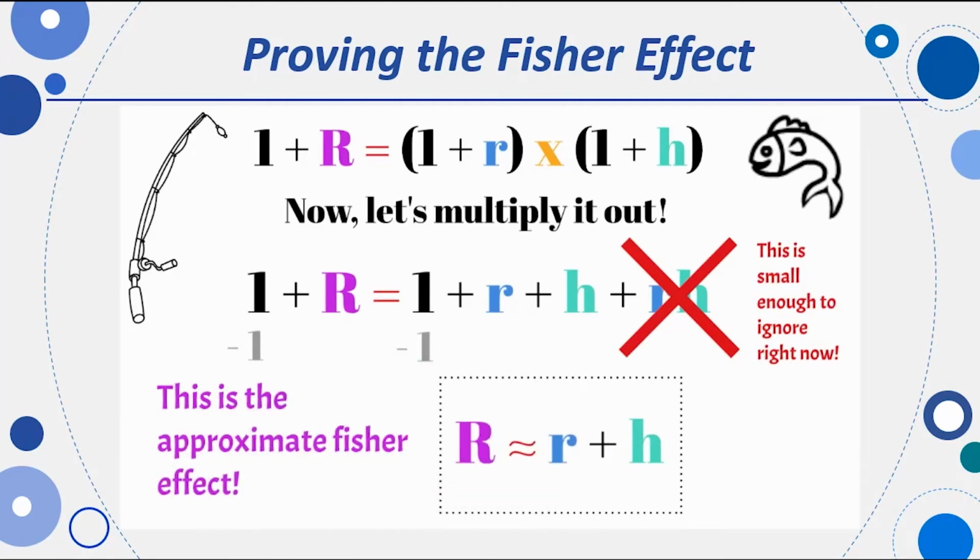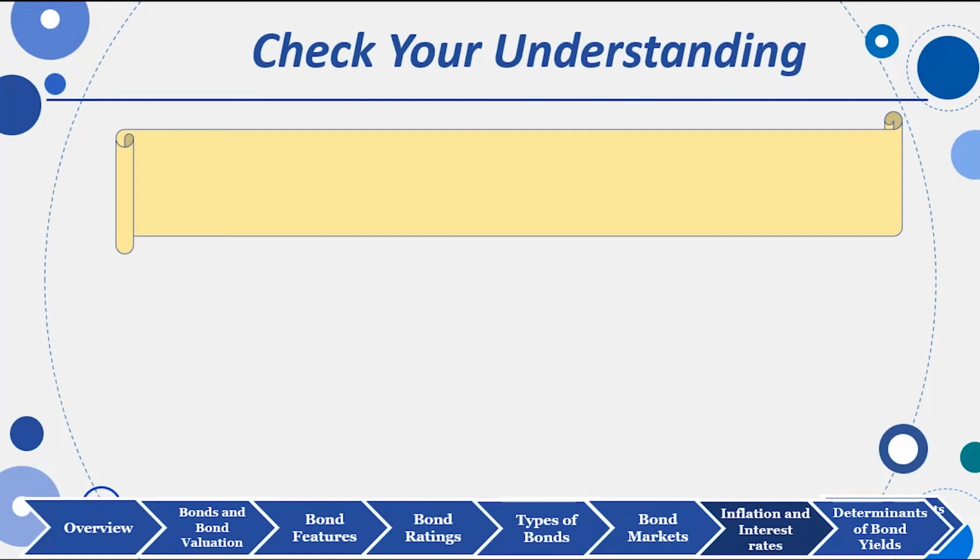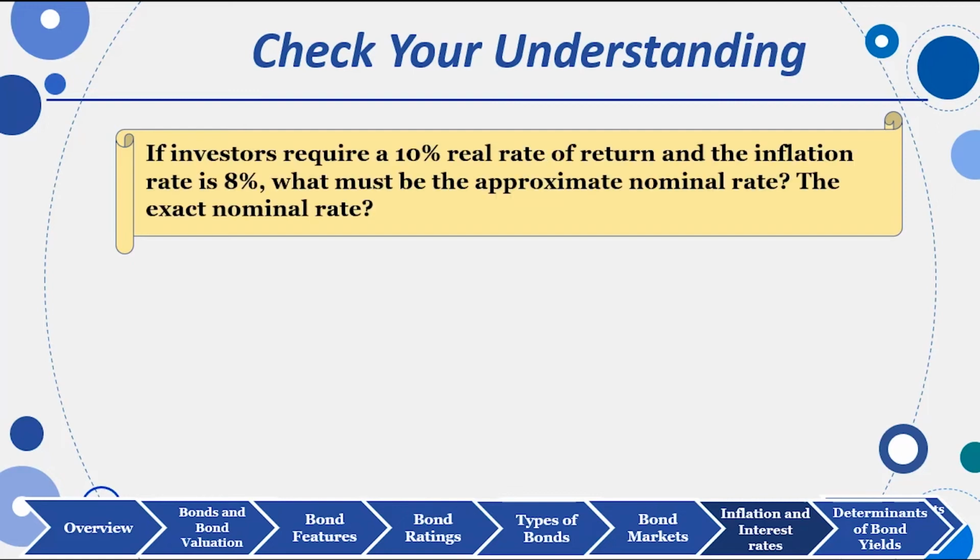That gives you a pretty good indication between 0 and 20%, and then you can multiply it out in detail using the exact Fisher effect. Here's another quick quiz, see if you understand these concepts. Investors require a 10% real rate of return, that's a little r, and inflation H is 8%. What is the approximate nominal total? What is the exact nominal or total? Approximate will be r plus h.